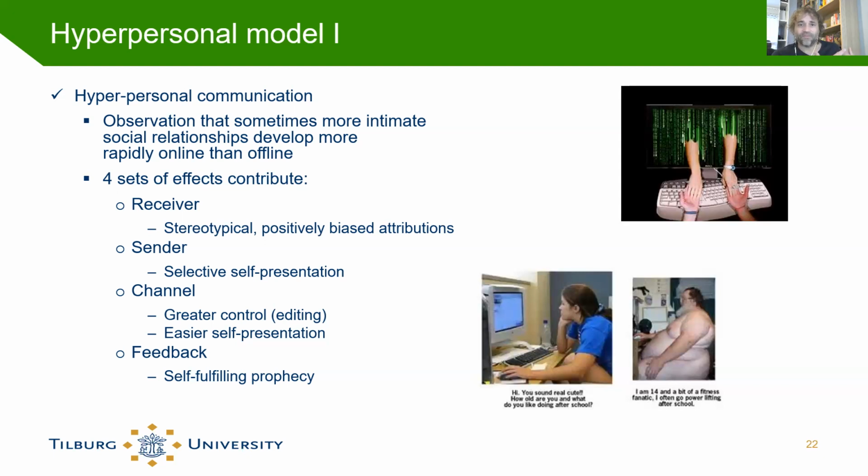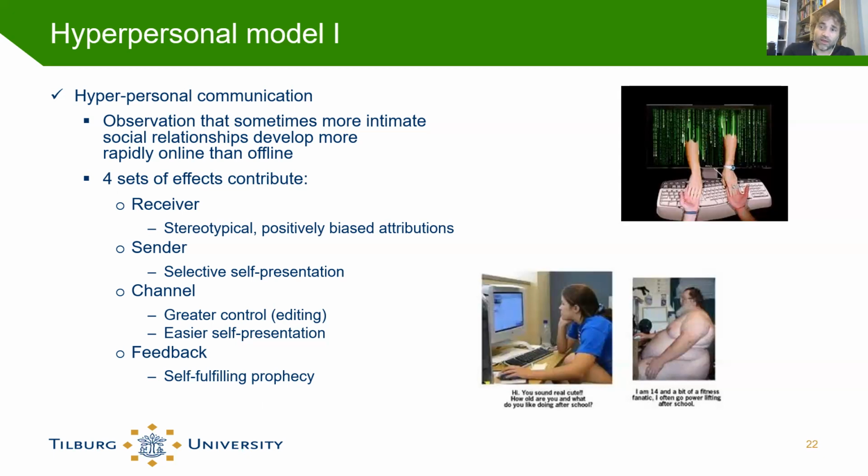And basically all those four effects, so sender, receiver, channel, feedback effects, they make it so that sometimes online communication can be more intimate, so you can be more satisfied, can have a greater feeling of being part of a team than you could offline. But of course, this is not always the case.